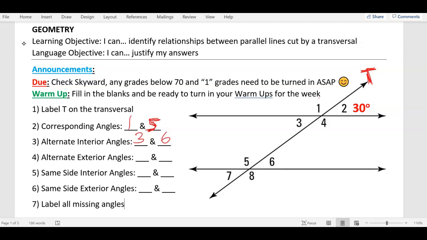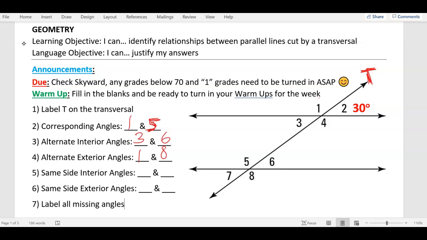What's another example of alternate exterior angles? 2 and 7 is right. Okay. 2 is exterior, 7 is alternate exterior. All right, so far, we've done those 3. Now the next 2, you'll notice in the name, it says same side, because they're on the same side of the transversal. It's the same side interior, same side of the transversal, in between the parallels.